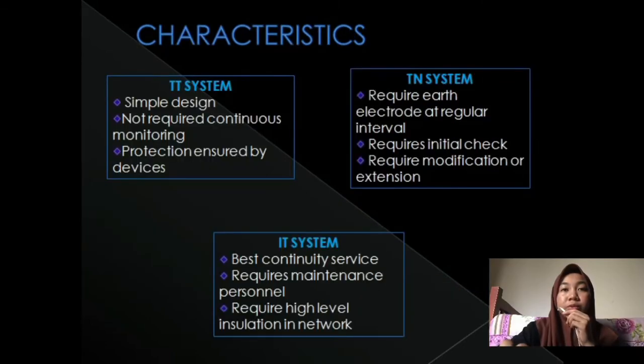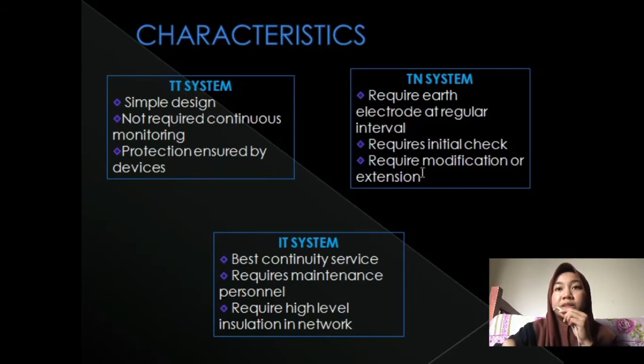So next, the characteristics of the system are divided into 3 variants. The TT system has a simple solution to design and install, and is used in installations supplied directly by the public distribution network, and it does not require continuous monitoring during operation. Then protection of the system is ensured by a residual current device, which we call an RCD.